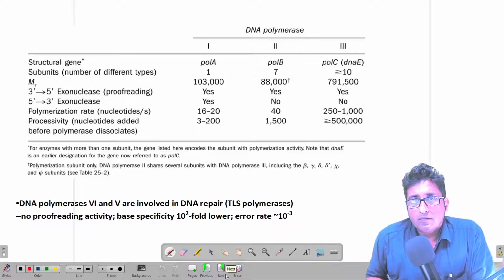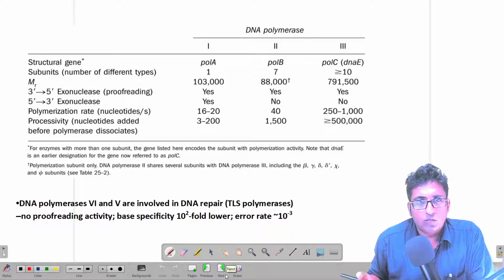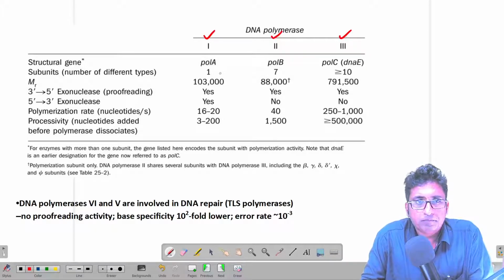Although we discussed DNA polymerase, there are many other types of DNA polymerase. It's not one type. In eukaryotes and prokaryotes, there are multiple types of DNA polymerases. Say in E. coli, you can find polymerase 1, 2, and 3. They're Pol A, Pol B, and Pol C. Those are the names of the genes. The number of subunits is also given here.